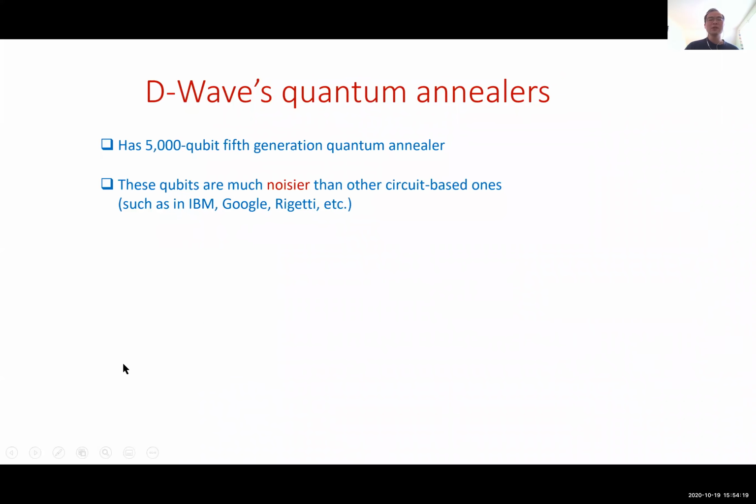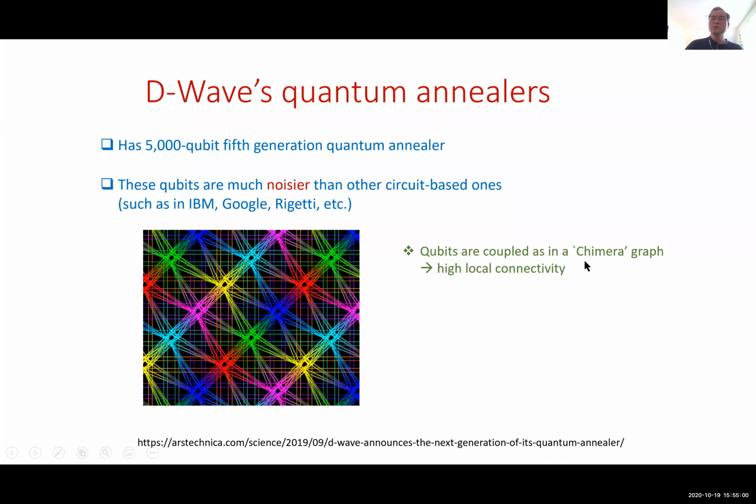A related subject that I want to mention is the D-Wave quantum annealers. You probably have heard of D-Wave. They have 1,000, 2,000, and recently 5,000 qubit quantum annealers. These are machines that have qubits that are much noisier than other circuit-based ones, such as IBM, Google, Rigetti. But their idea is to manufacture a large number of qubits, and they are coupled in a so-called chimera graph.